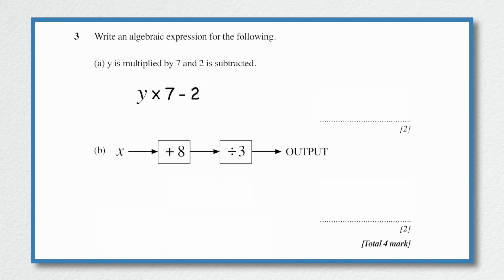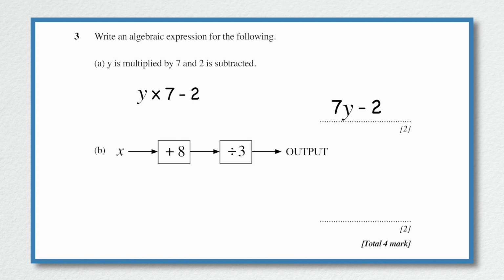That will give you 1 mark. But there are 2 marks, which suggests that the expression can be simplified. And it can. Instead of writing y multiplied by 7, we can write 7y. So the answer for 2 marks is 7y subtract 2.